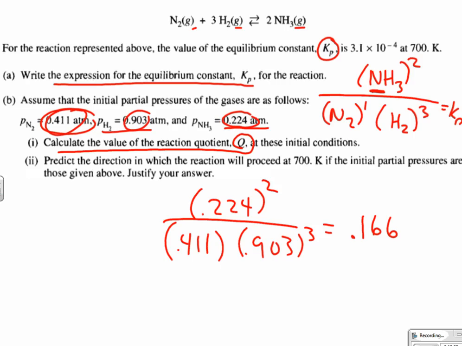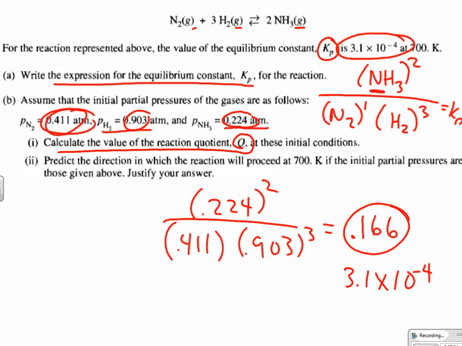Well, that's where I compare it to my K. They tell me my K is 3.1 times 10 to the negative fourth. If my K is 3.1 times 10 to the negative fourth, my Q is much larger than my K. So the first thing I do, it says predict which direction the reaction is going to go. So on my exam, I would say Q is larger than K. Therefore, the reaction is going to go left or reverse until it reaches equilibrium.